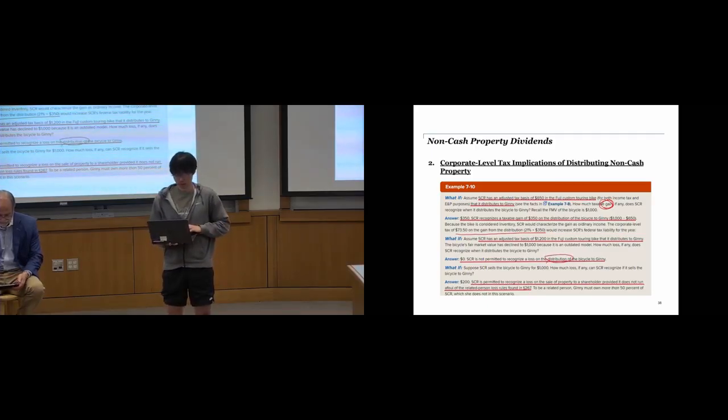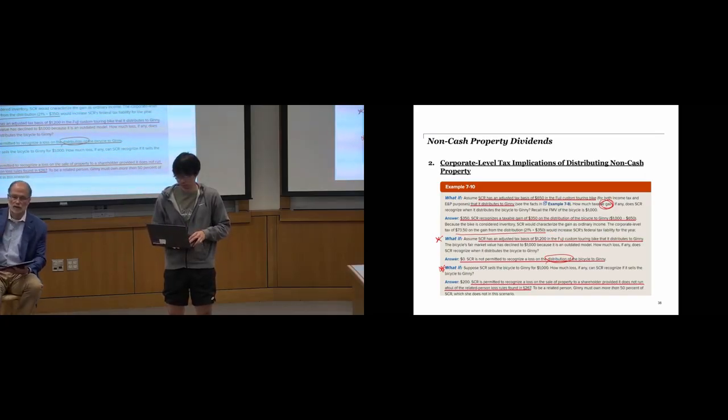And then the final one is, suppose SCR sells the bicycle to Ginny for $1,000. How much loss, if any, can SCR recognize if it sells the bicycle to Ginny? And we see that they're permitted to recognize a loss on the sale of property to a shareholder, provided it does not run afoul of the related person loss rules found in §267. Related person means Ginny must own more than 50% of SCR, which she does not in this scenario, so we're able to recognize $200. So the difference between the last two what-ifs: one was a distribution, and the rule is just flat, you cannot recognize a loss on the distribution of built-in loss property. So its basis was $1,200, but the value was only $1,000, so it had a loss in it.